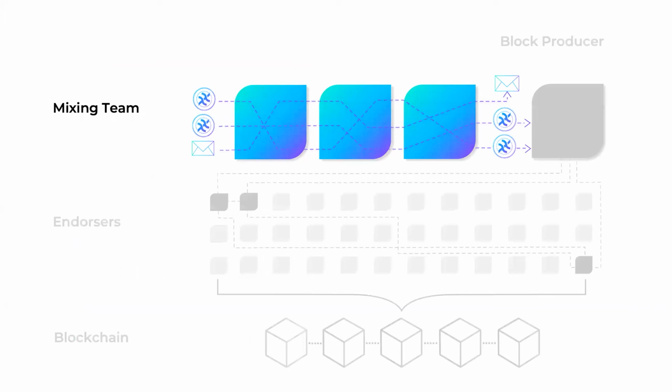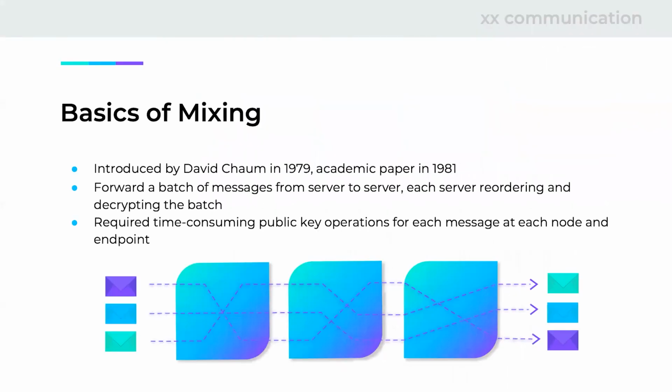So we're talking about the mixing team, which is the component of the network which strips metadata and protects privacy. The mixing team within the XX network is derived from a type of approach to privacy called a mixed network. And as we can see on the next slide, mixed networks were first introduced by our founder and CEO, David Chaum, in 1979 with an academic paper in 1981.